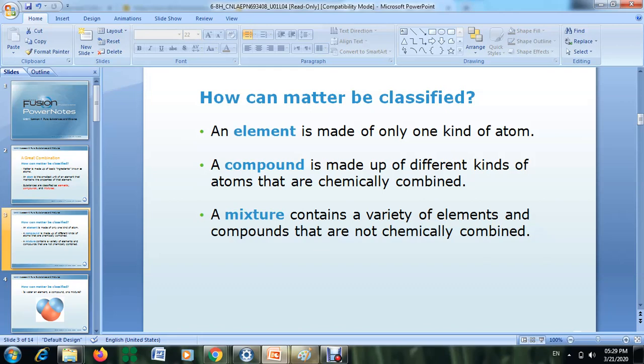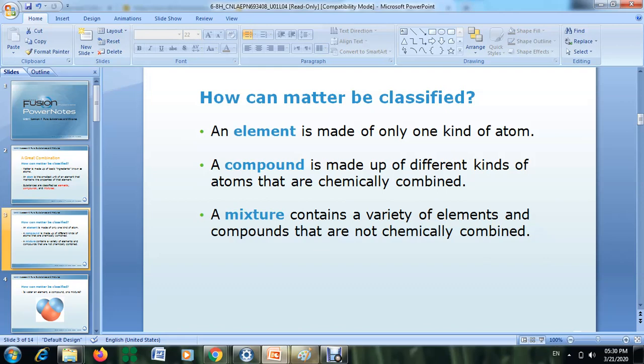An element is made of only one kind of atom. Examples of elements: oxygen, hydrogen, O2, H2, these are elements. A compound is made up of different kinds of atoms that are chemically combined. For example, glucose, carbon dioxide. A mixture contains a variety of elements and compounds that are not chemically combined together.